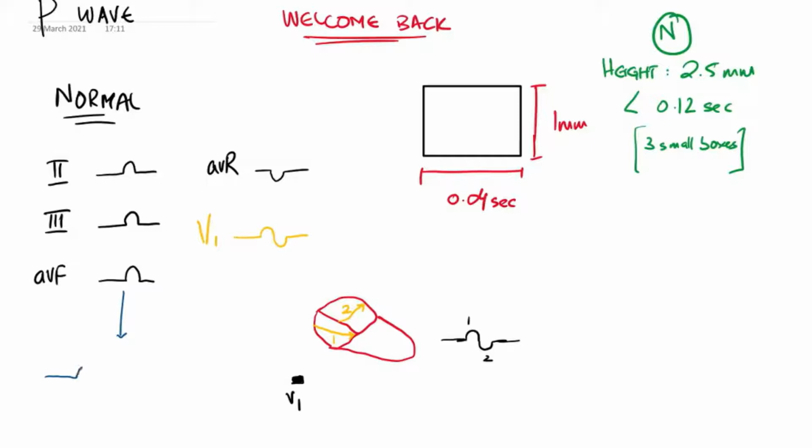Let's divide the P wave into 2 segments. So we understand that the blue representation is basically the right atrial part of the P wave, and the red color is going to be the left atrial part of the P wave. You combine these two together and you get a nice rounded P wave. So here you can see the first part is the right atrial part and the second part is the left atrial part.